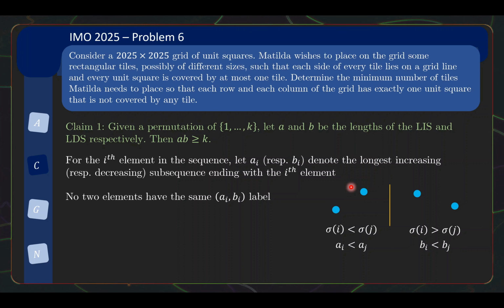So the key observation is that no two elements will have the same (A_i, B_i) label. Why is that? It's actually quite easy to see. Suppose i is to the left of j.